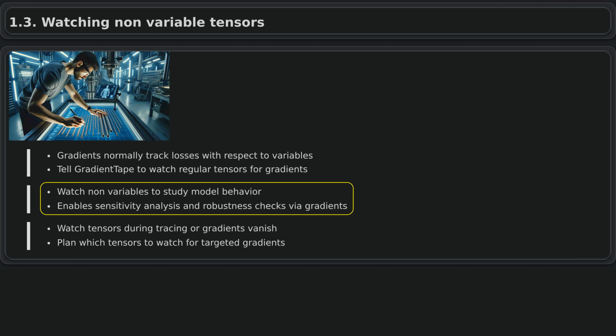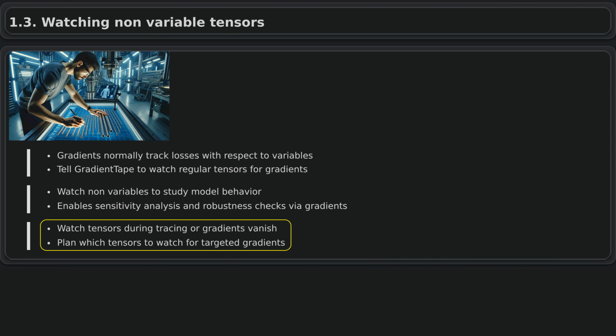When exploring or debugging a model, it can be important to explicitly watch certain tensors so you can track how they affect the loss. For example, in a recommendation system, you might watch user embeddings or item features, even if they are not trainable variables. Marking these tensors to be watched adds them to the computation graph, so you can compute gradients of the loss with respect to them. This makes it possible to run sensitivity analyses, see which inputs most influence predictions, and assess how robust the model is to small changes in the data.